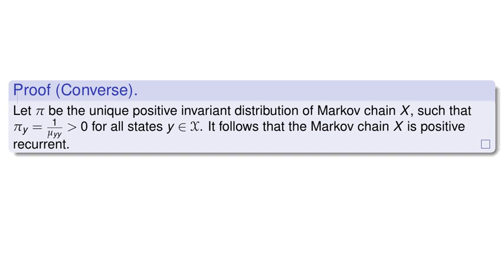Now for the converse part of the proof, let pi be the unique positive invariant distribution of the Markov chain X, such that pi sub y equals 1 over mu sub y, which is strictly positive for all states y in script X. The fact that mu sub y is finite, since pi sub y is positive for all y in an irreducible chain, means all states are positive recurrent. Thus, it follows that the Markov chain X is positive recurrent.